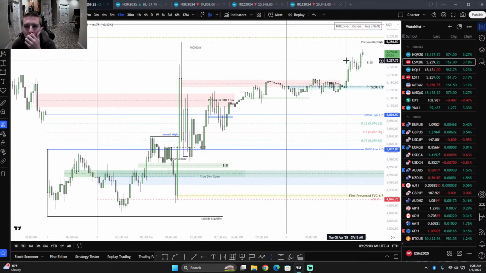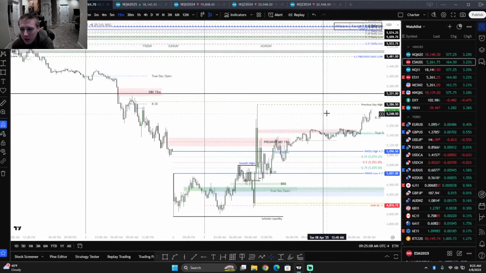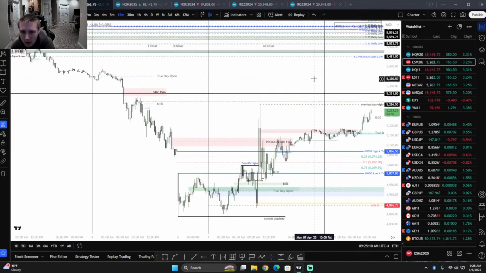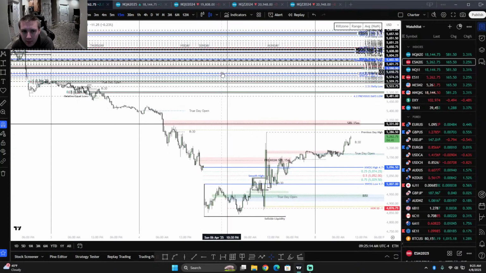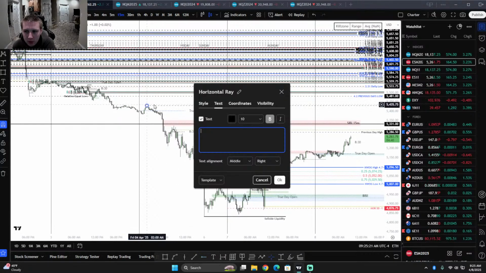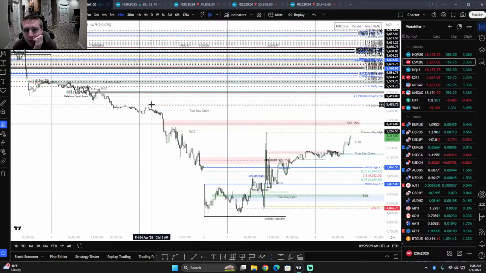Volatility's kind of died down a little bit, but this is also pre-market, so we could get some bigger volatility, so I want to be careful. We have the premium SIBI, and then we have this daily high here that we have to possibly look for. 4.4 daily high, and then we have more premium arrays here.